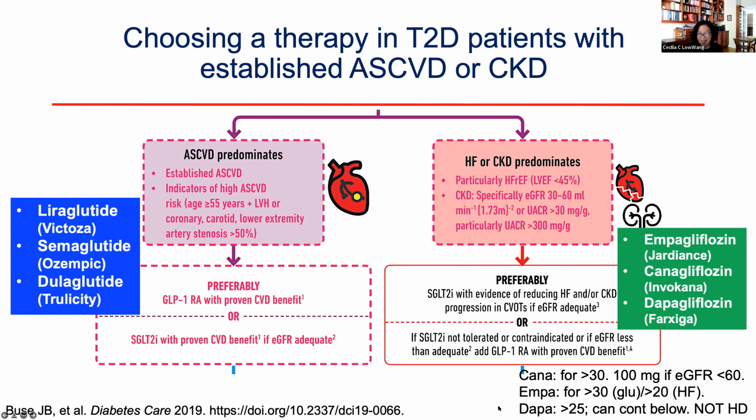For dapagliflozin, the label actually says that you can use it for GFRs of over 25. And so you won't get much glucose lowering when your GFR is 45 or lower, but you will still get the benefit for reduction of heart failure and on kidney protection. And so you can use it for GFRs as low as 25. If someone's already on it and their GFR drops below 25, you can continue it, but you cannot use any of these if someone's on dialysis. So these are straight from the labels.